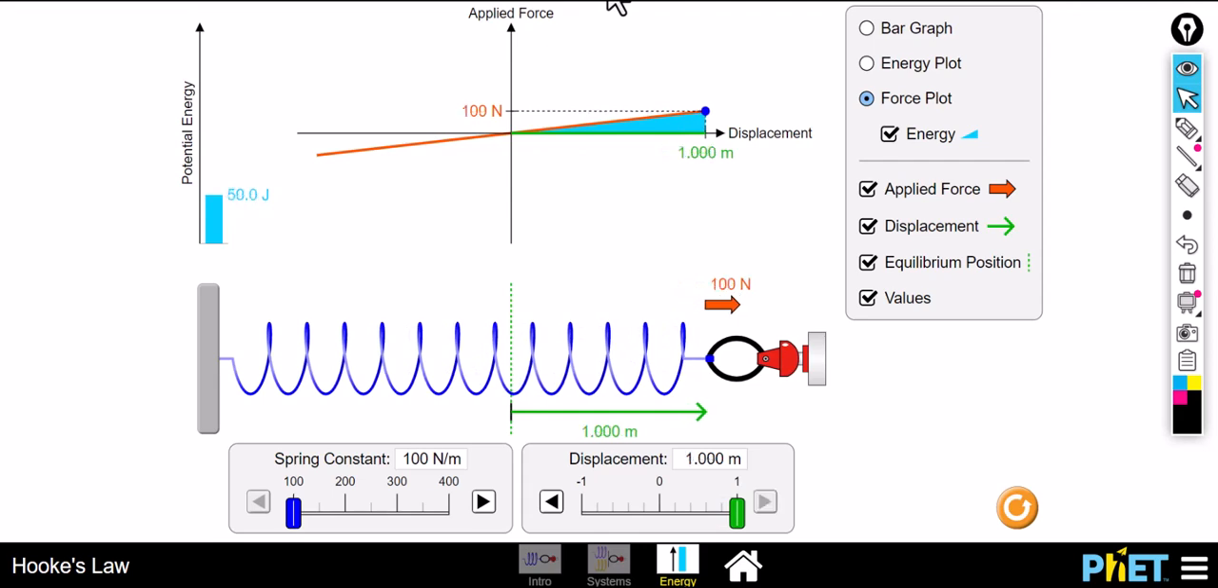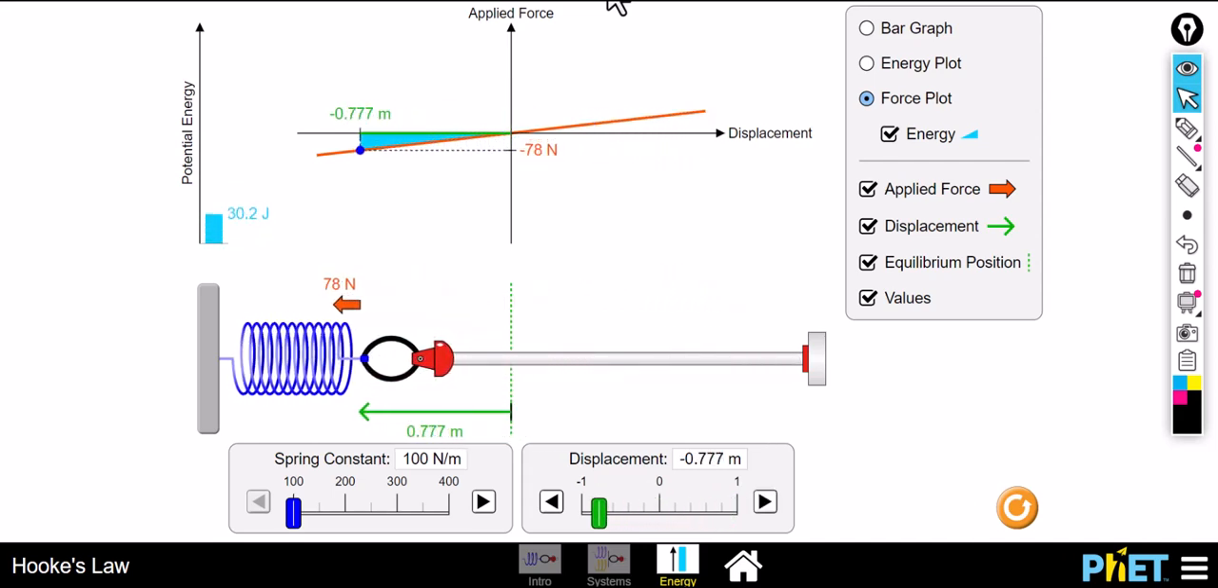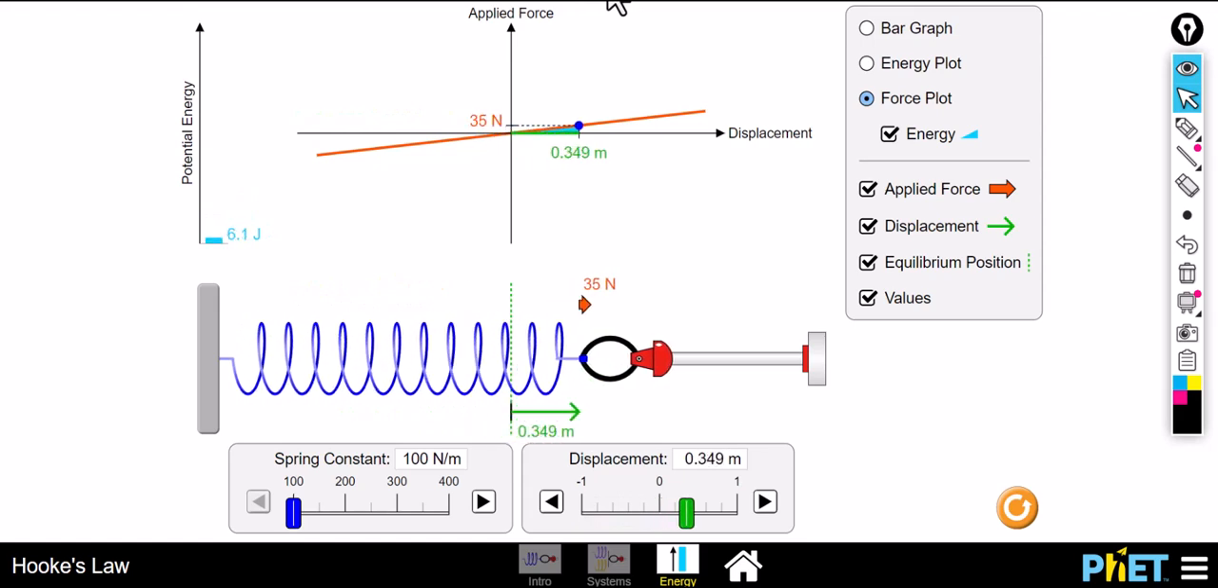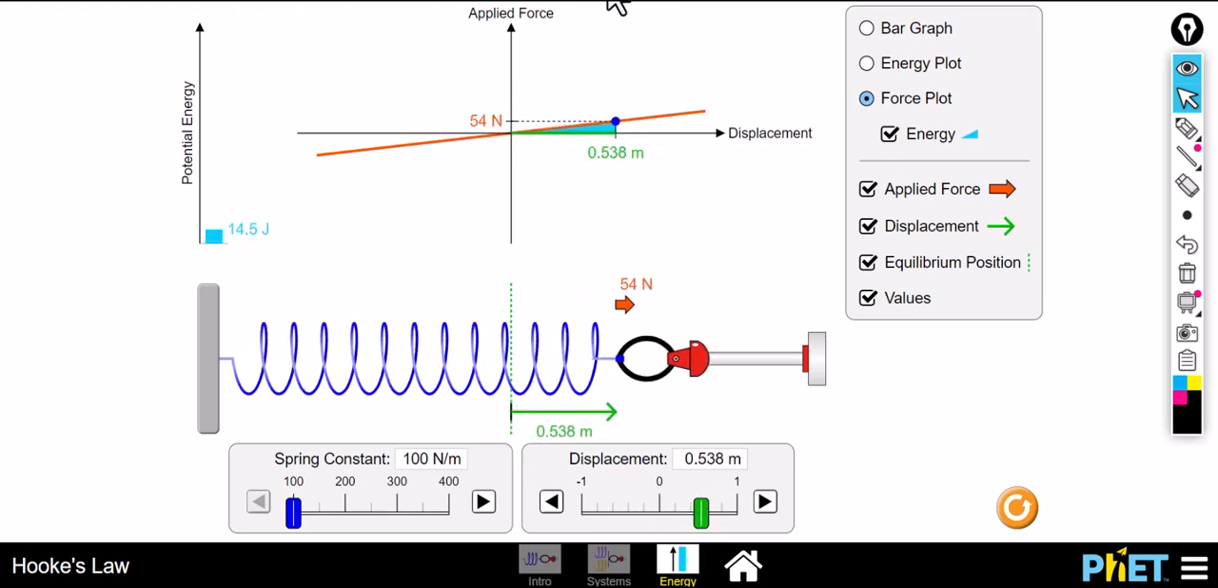It's going to be the area that is trapped between the slope of this line and the axis. Same thing when we go in this direction over here. It's going to be the area that's found in between the axis and the slope of this line. This kind of graph should remind you of work. The force versus displacement graph, the area of that graph is work. So you're seeing some similarities here.